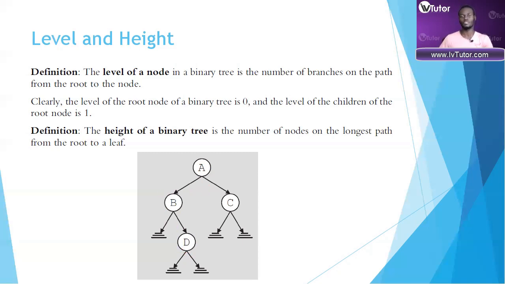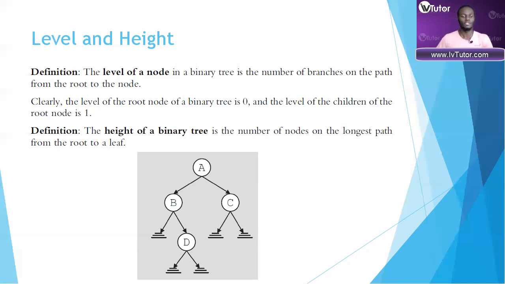So the height of a binary tree is the number of nodes on the longest path from the root to the leaf. The leaf nodes are the ones right at the end, which do not have children. A node which doesn't have a left or a right subtree is referred to as a leaf node.